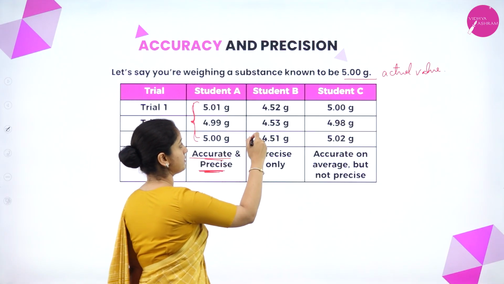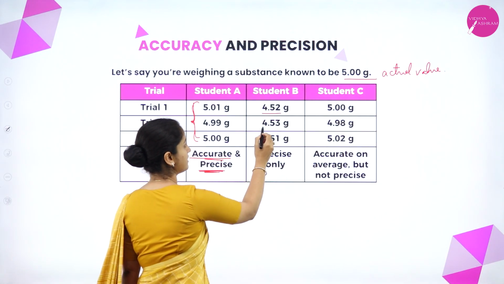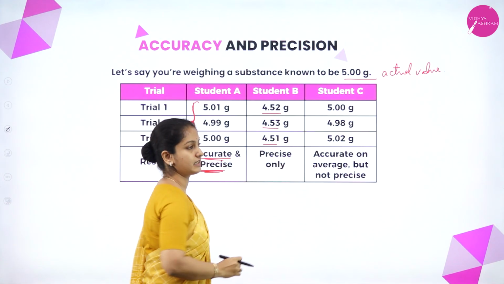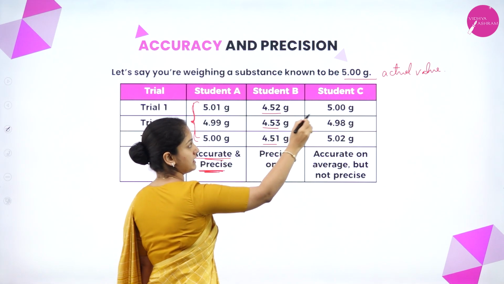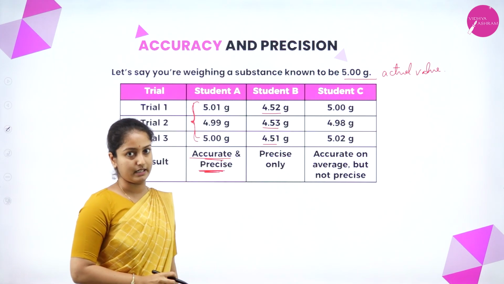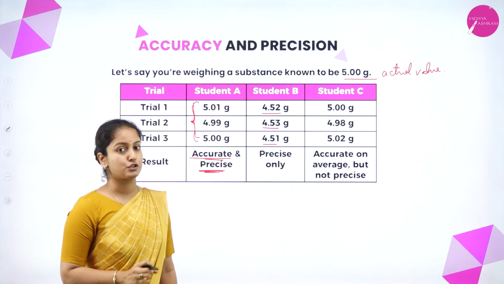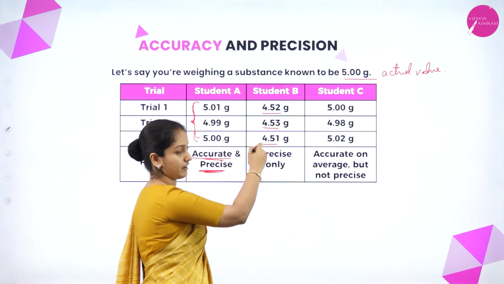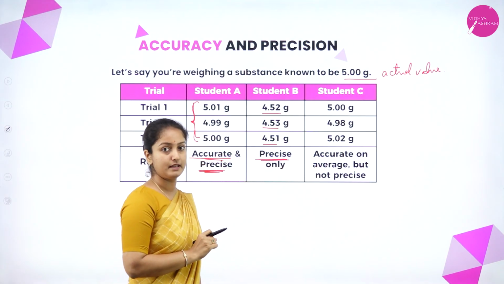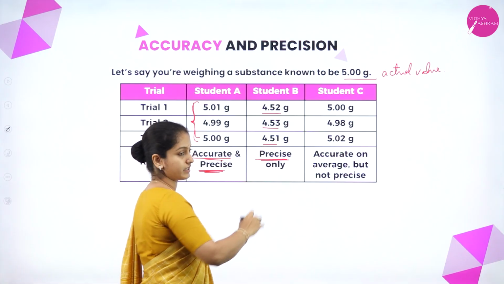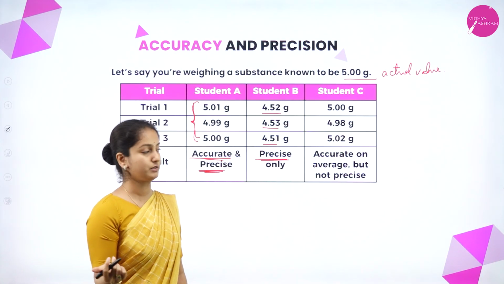Now coming to student B, on the first trial he has got 4.52, the second 4.53, and the third trial 4.51 grams. But 4.51 is not the actual value that he has to get. The actual value is 5.00 gram. Here it is not accurate, but you can say that it is only precise. Why? Because upon the 3 trials, he has arrived at similar values, but not the actual value.